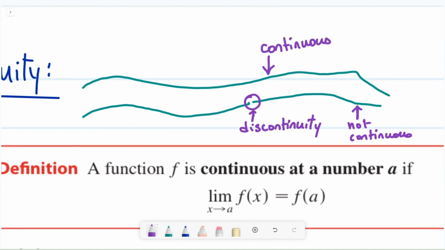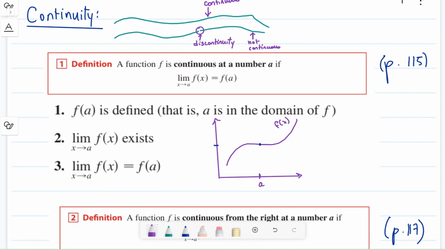So this was just an introduction to continuity. Let's look at the formal definition. A function f is continuous at a number a if the limit of f of x as x approaches a is equal to f of a. So how can we tell if this is the case? We have three conditions, and all three conditions must hold. Not one, not two, all three of them.